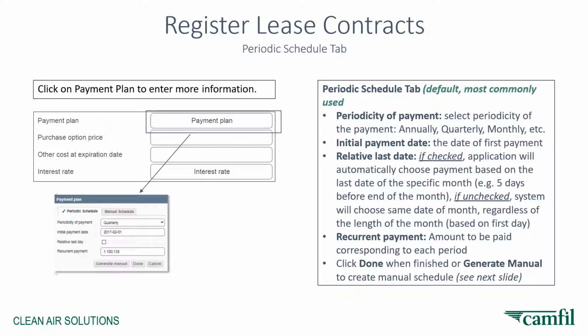For example, selecting any date 5 days before the end of the month. If this option remains unchecked, then the application will choose the same date of the month regardless of the length of the month. Recurrent payment is the amount to be paid corresponding to each period. The easiest and preferred way to enter the specifics of the payment plan is to use the Periodic Schedule tab. However, the manual schedule is also available to you.